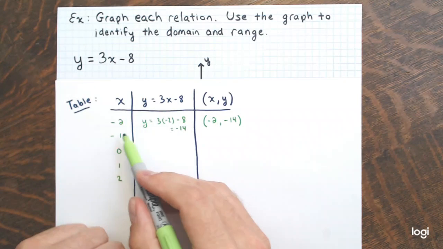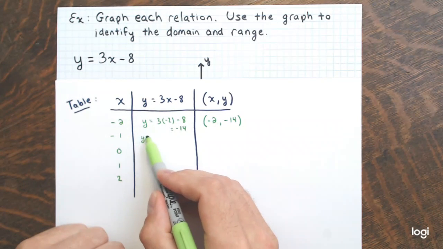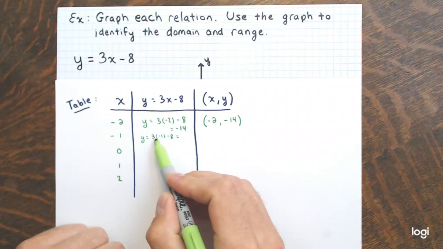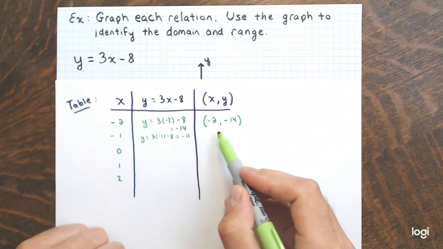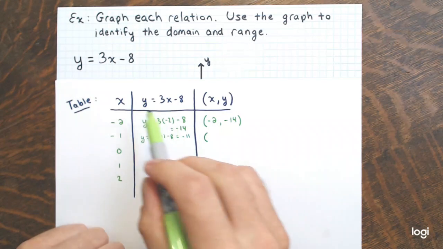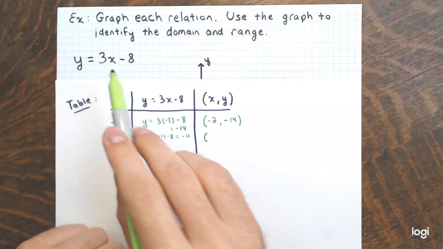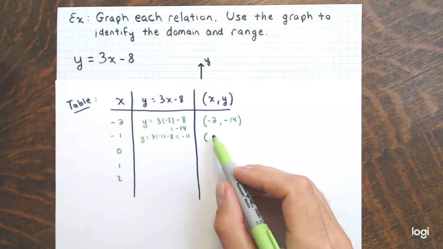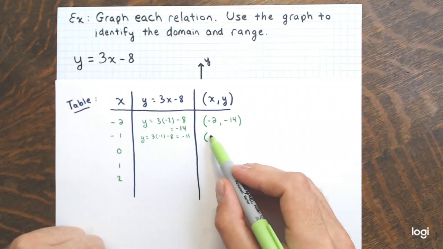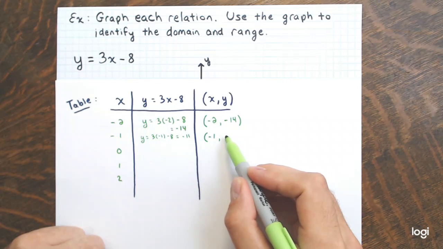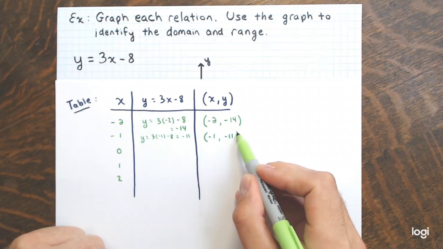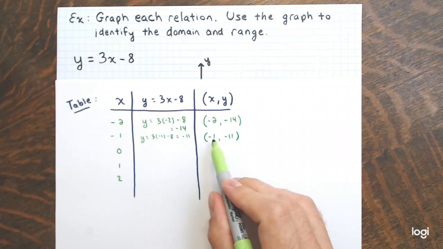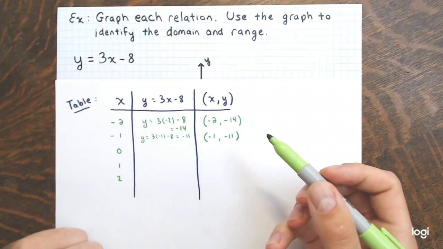And then for -1 in the x, replace x with -1: y equals 3 times -1 minus 8. That's -3 minus 8, that's -11. And then the solution to this equation, what makes this a true statement, or an ordered pair that belongs to this relation, is -1 for the x, comma, -11 for the y value. Right? -1 corresponds to -11, or you could say that -11 depends on -1.